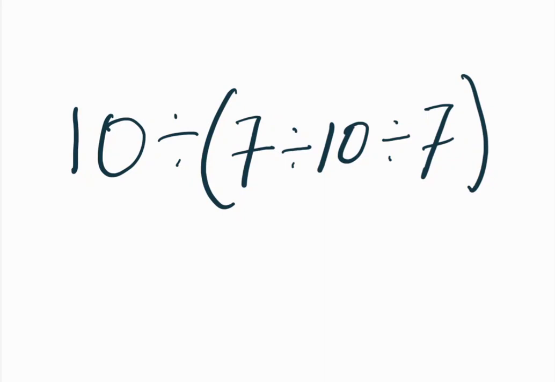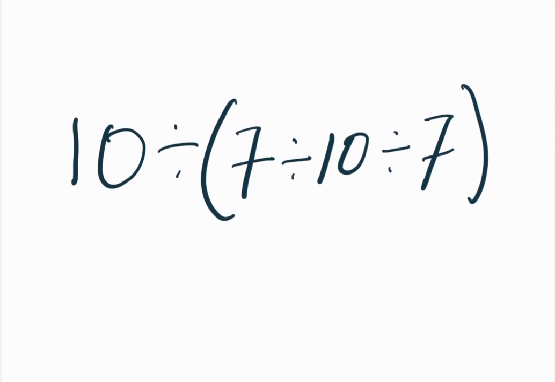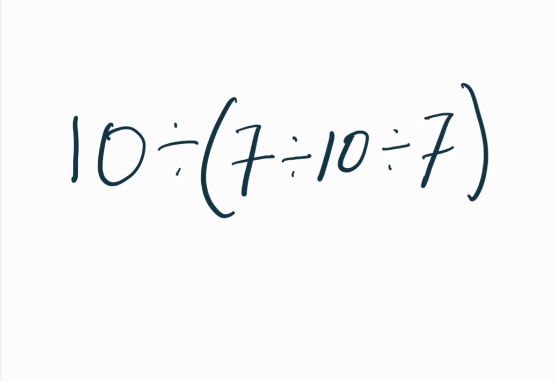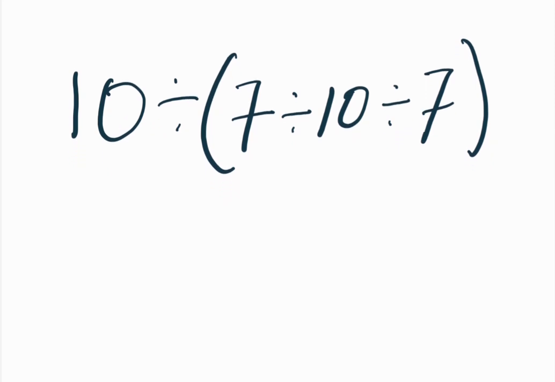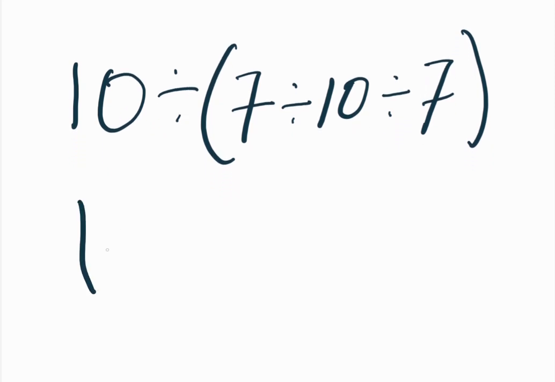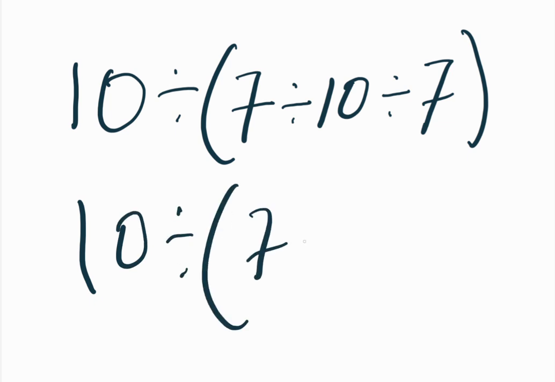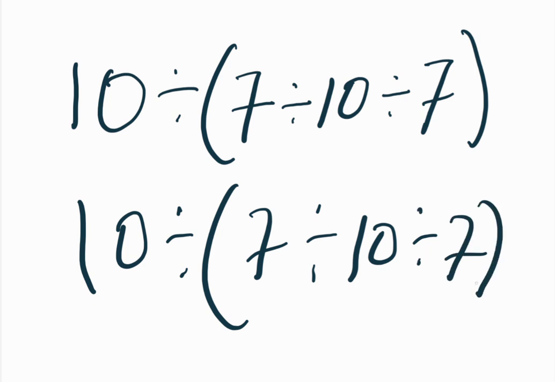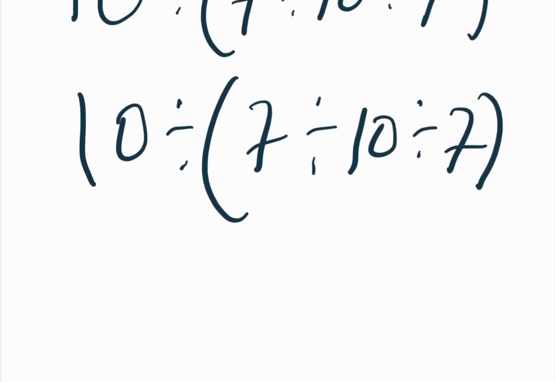Right here we have this math problem. We have many things in parentheses, right? According to BODMAS or PEMDAS, we have to work on whatever is in parentheses first. So I'm going to isolate this 10. 10 divided by, open a bracket, I have 7 divided by 10 divided by 7, close the bracket, right? So let's proceed.